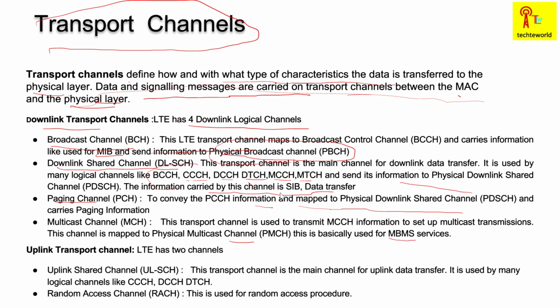And then we have the uplink transport channel. Okay, so in uplink, LTE has 2 channels. One is the uplink shared channel. This channel is also connected to multiple channels in the logical channel. This is also the main channel for uplink data transfer, and it is used by many of the logical channels like CCCH, DCCH, DTCH. Okay, and then we have the RACH channel, which is used for the random access procedure.